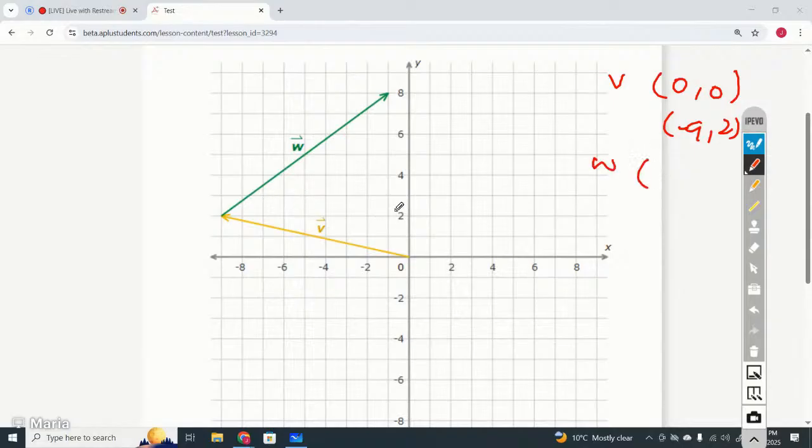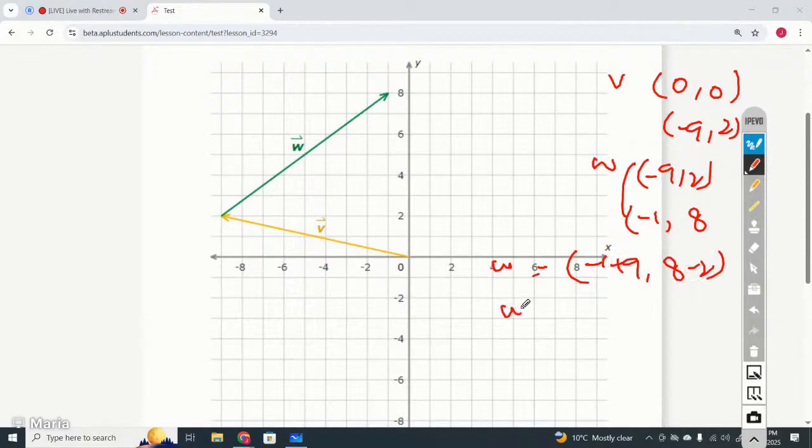Now for the w, that is negative 9, 2 and negative 1 and 8, right? Now we need to find out the components of the resultant vector, right? x2 minus x1, y2 minus y1. So the components of vector w are 8 and 6.